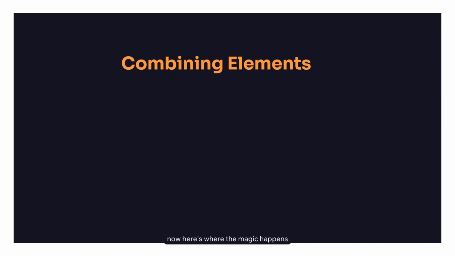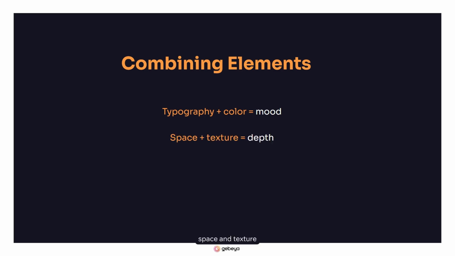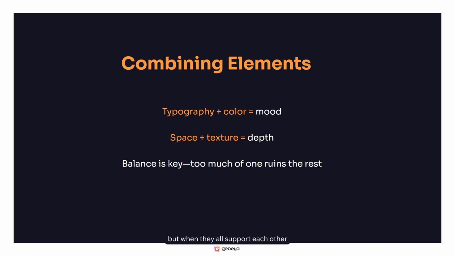Now here's where the magic happens. Combining these elements. Typography and color work together to express emotion and grab attention. Space and texture work together to create depth and elegance. Great design is about balance. If one element takes over, the whole layout can fall apart. But when they all support each other, you get designs that feel smooth, intentional, and emotionally engaging.